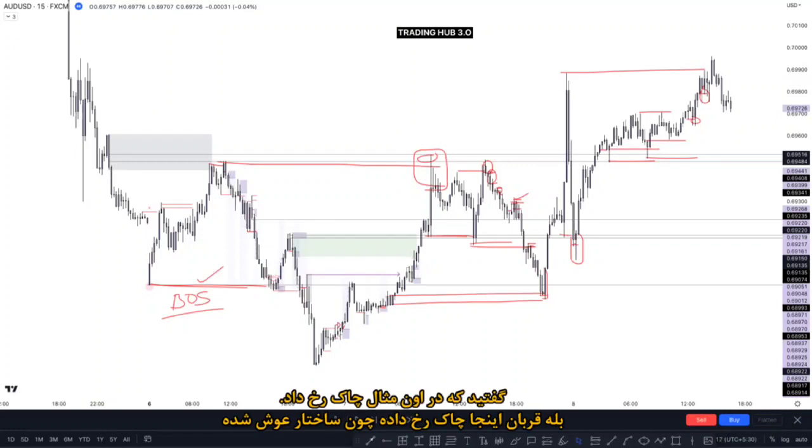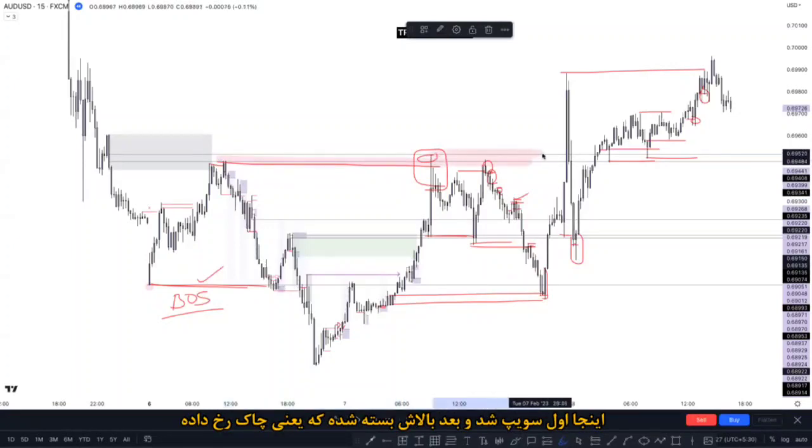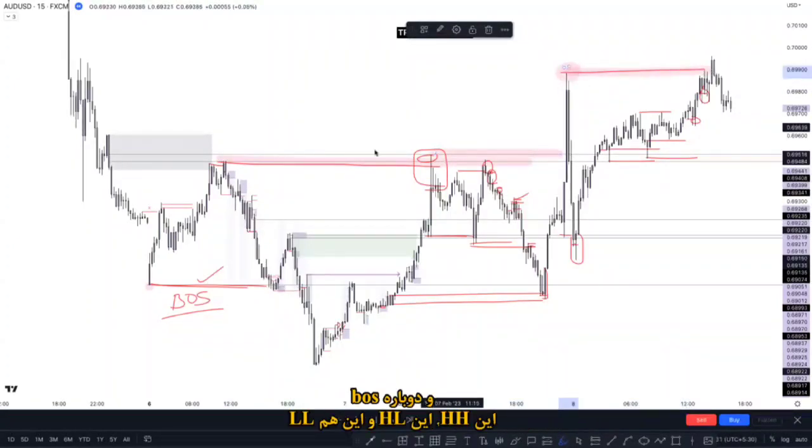Here in this example, CHoCH happened in the last move. Yes, sir, this happened here as a CHoCH because the structure has been changed. This first sweep and then close of it is a CHoCH, and again a pause. This is a higher high, it's a lower high, lower low, like this.